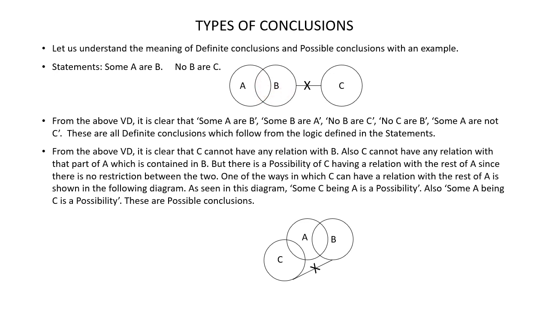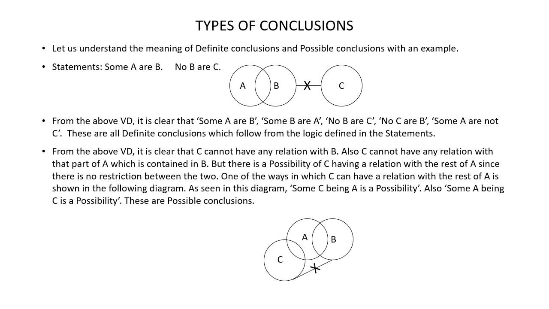But there is a possibility of C having a relation with this part of A. This is the uncertain portion of A. So C can have a relation with this part of A because there is no restriction between C and this part of A.